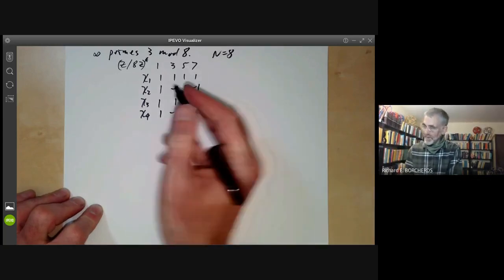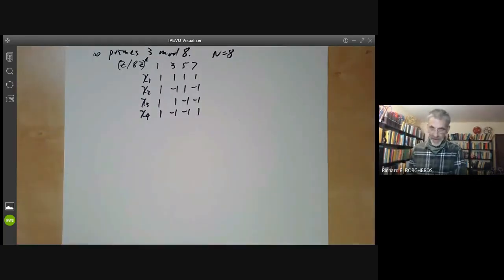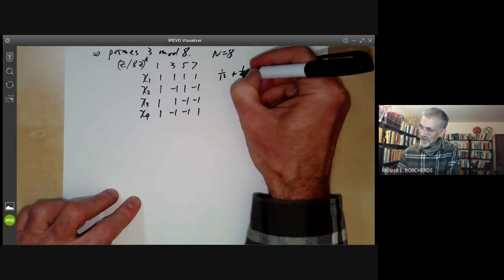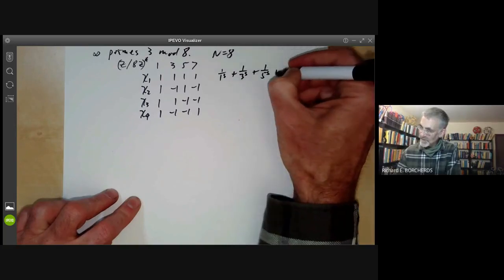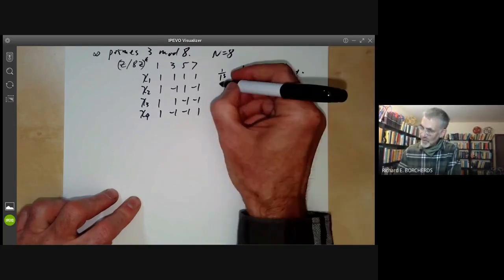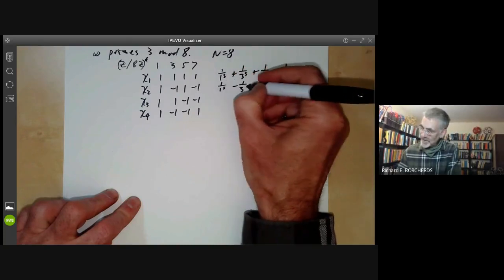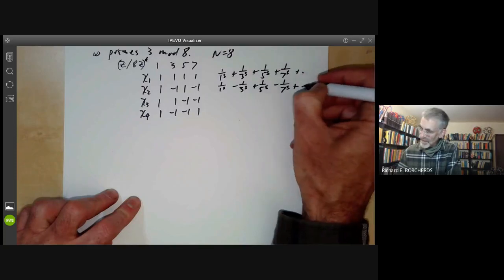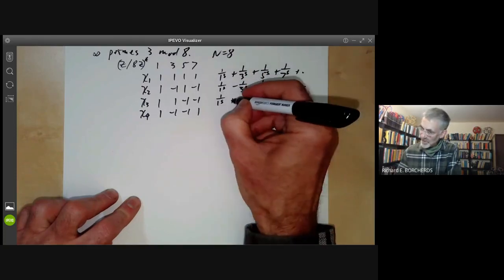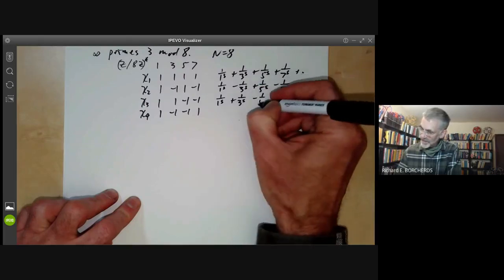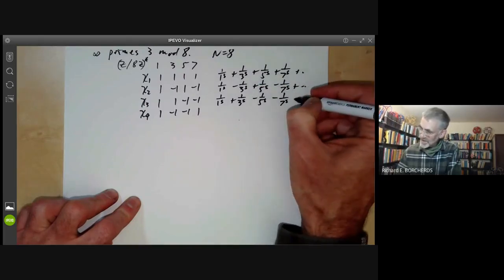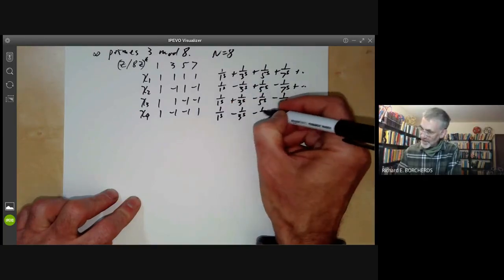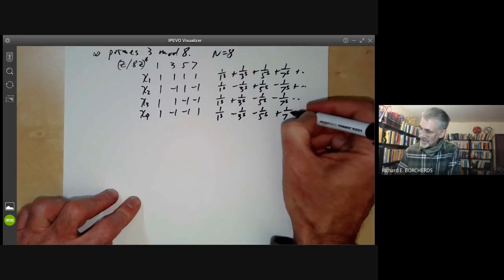So you can see all the rows and all the columns are orthogonal as they ought to be. And the various Dirichlet L series look like 1 over 1 to the s plus 1 over 3 to the s plus 1 over 5 to the s plus 1 over 7 to the s and so on. And here we get 1 over 1 to the s minus 1 over 3 to the s plus 1 over 5 to the s minus 1 over 7 to the s. Here we get 1 over 1 to the s plus 1 over 3 to the s minus 1 over 5 to the s minus 1 over 7 to the s. And here we get 1 over 1 to the s minus 1 over 3 to the s minus 1 over 5 to the s plus 1 over 7 to the s and so on.